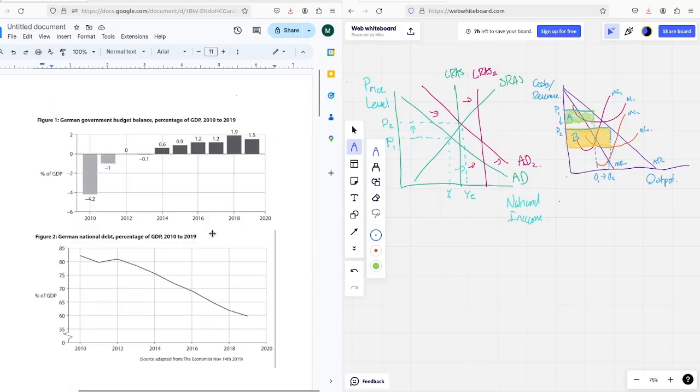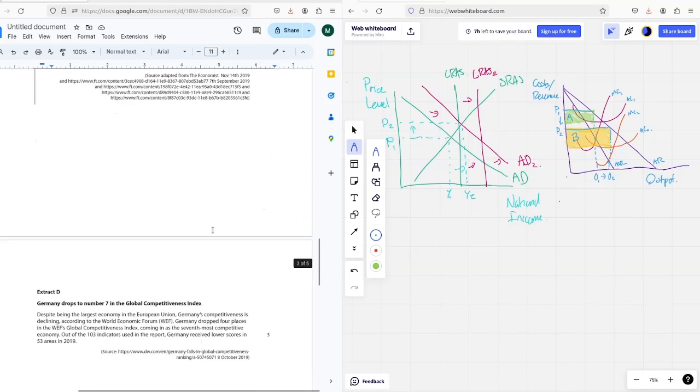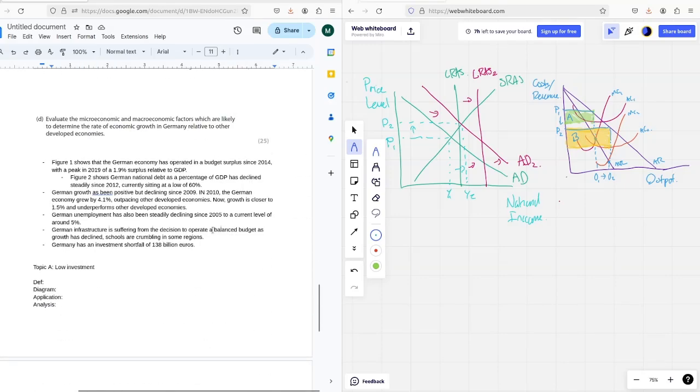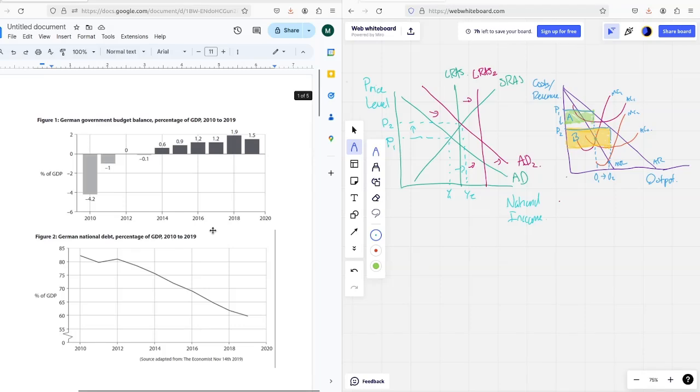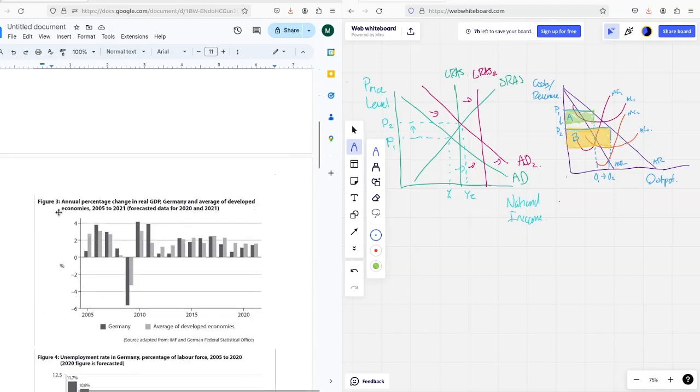So we're being asked to basically explain why we have the rate of economic growth that we do. So it's worth looking at figure 3, which is the annual percent change in real GDP for Germany and the average of developed countries. So if we look during this period from 2005 maybe to 2011, Germany is generally outperforming other economies. Germany is this dark line.